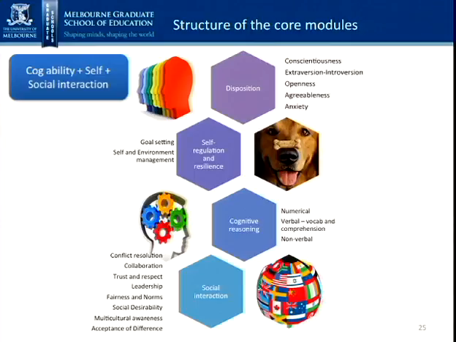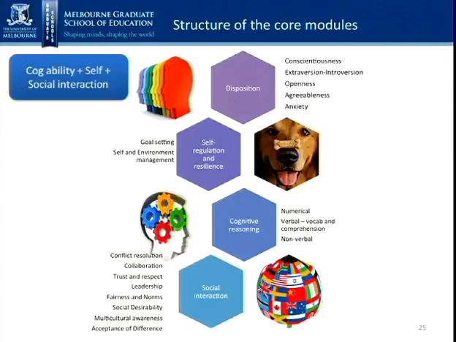So there's about 500 items in the tool assessing aspects of the self, such as disposition. That's based on a five-factor model of personality, where we look at factors such as conscientiousness, extroversion, openness, agreeableness, and anxiety. We also look at self-regulation and resilience. Then we assess cognitive reasoning, and that's numerical, verbal and non-verbal reasoning. And we look at a candidate's social interaction skills. So we ask them questions around their communication, their cultural sensitivity, and their moral orientation.